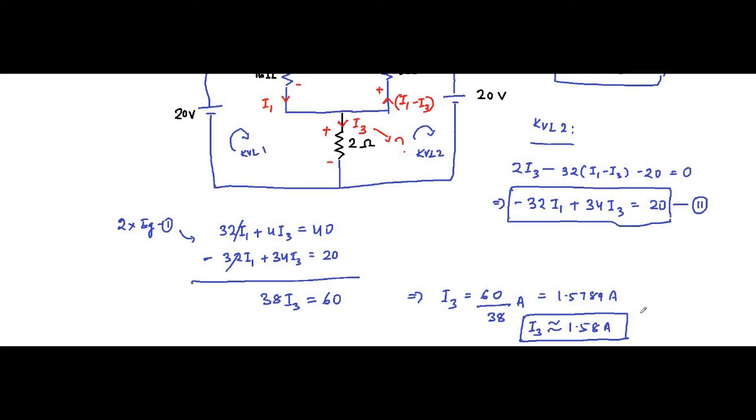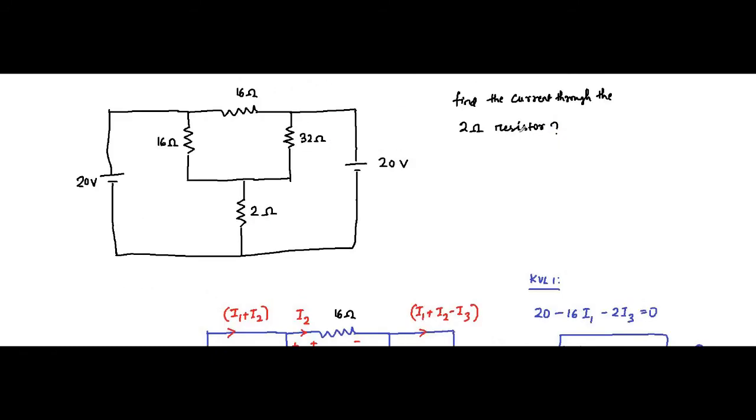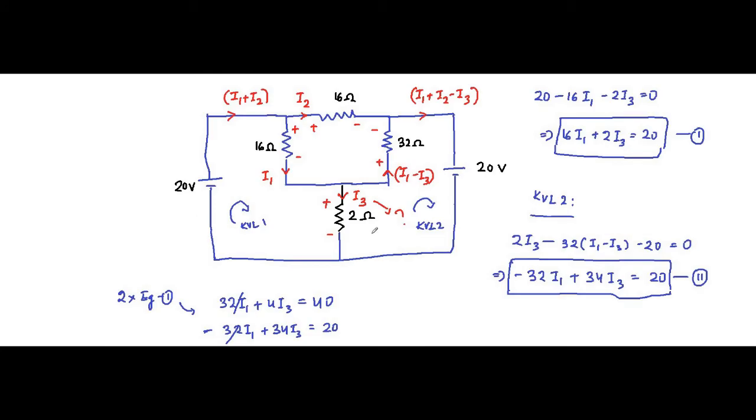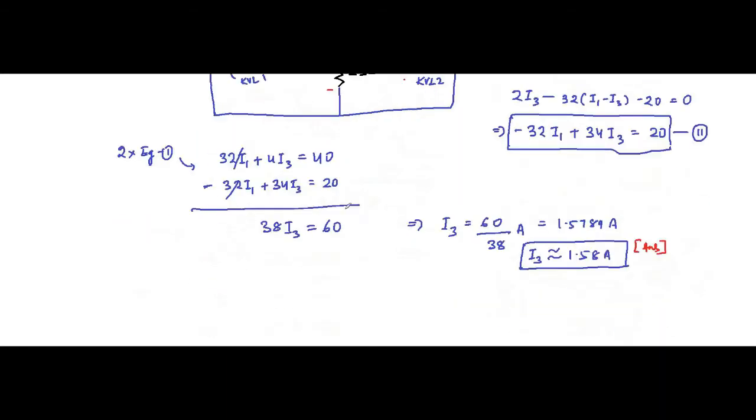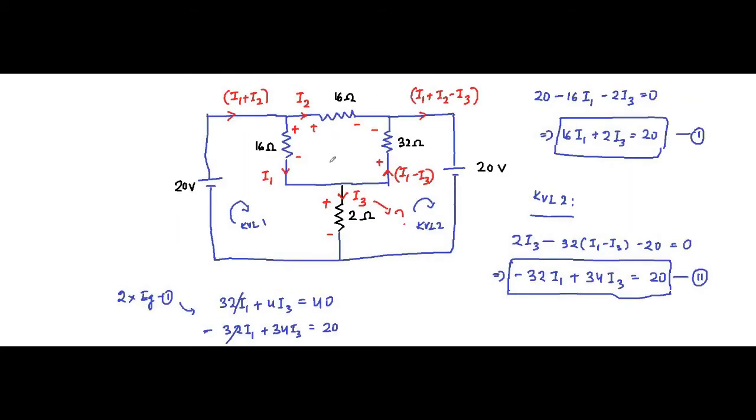So this is the answer, the current flowing through the 2 ohm resistor. Here our objective was only to find the current through the 2 ohm resistor, so we chose the KVL equations in such a way that the final result will be in terms of I3. If it had been asked to find the current in the 16 ohm resistor and all the resistors, then we would have had to apply KVL in the middle loop also. But that was not asked. It was only asked to find I3. So our objective is to bring all the equations in terms of I3, so that only I3 is left behind, and then we get its value. So deliberately I chose this left loop and right loop. We got the two equations.